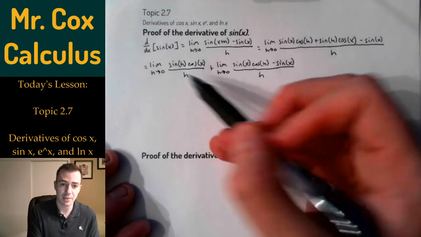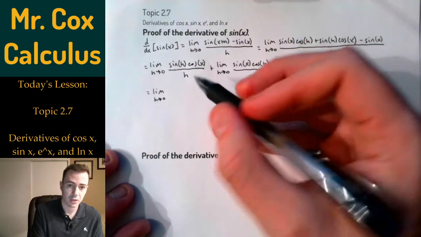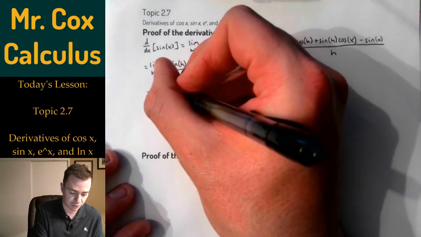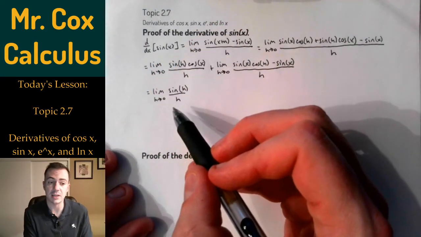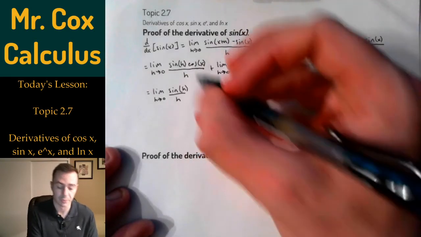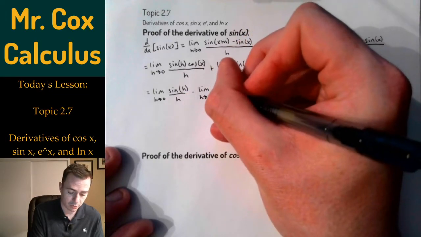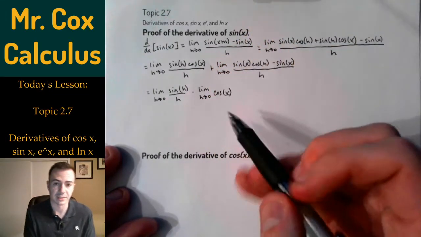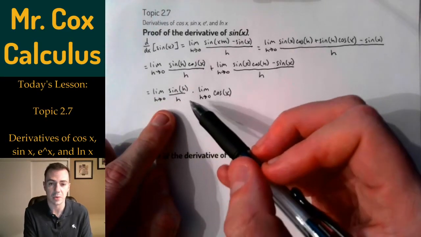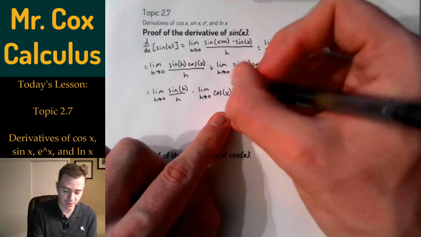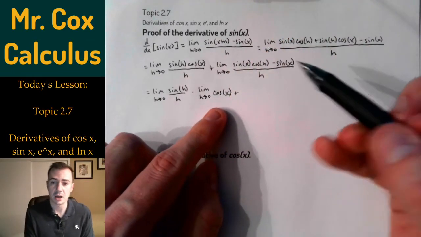So let's rewrite this as the limit as h approaches 0. I'm going to let sine of h over h take charge. This is a known limit statement from Unit 1, times the limit as h approaches 0 of the cosine of x. So I've got that split up, and this is nice because this is actually a value that we know.